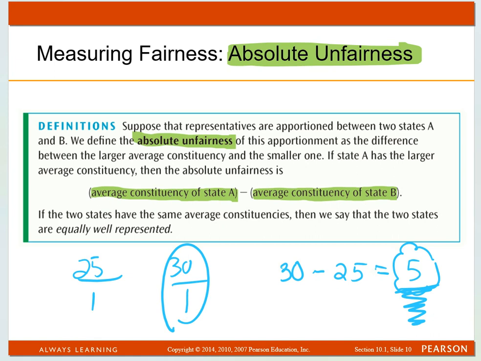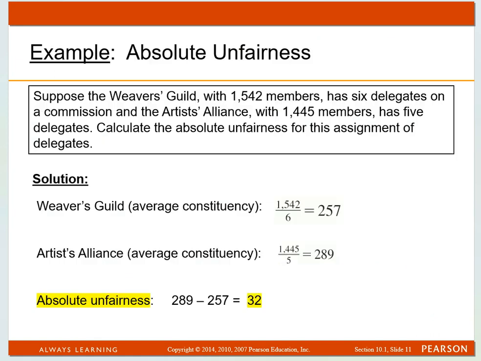All right. Now, the next thing they talk about is, oh, I'm sorry. Here's an example of it. Suppose the Weaver Guild with 1,542 members has 6 delegates. Okay, so they got this many members with 6 delegates. Take those number of members, divide by 6, and you get 257. That's their average constituency.